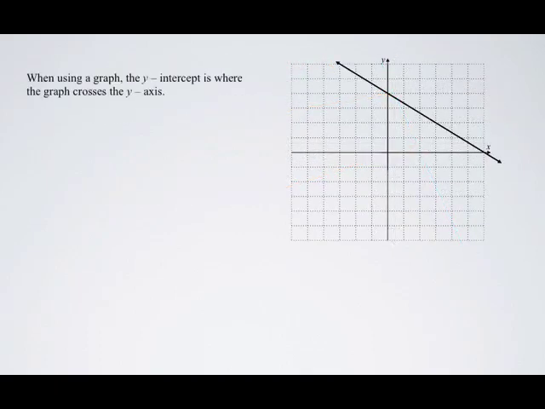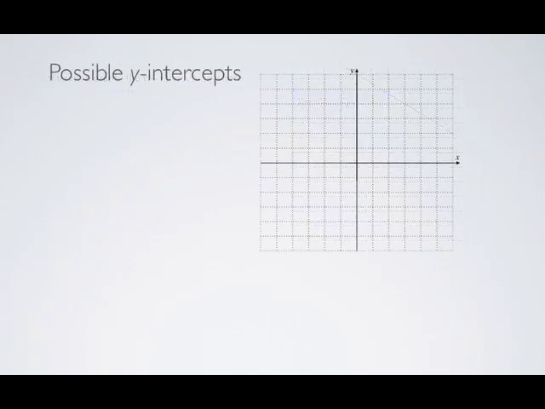When using a graph, the y-intercept is where the graph crosses the y-axis. Right there. So in our situation here, the y-intercept is 4. Possible y-intercepts are always along the y-axis. And you'll notice every y-intercept has an x variable value of 0.